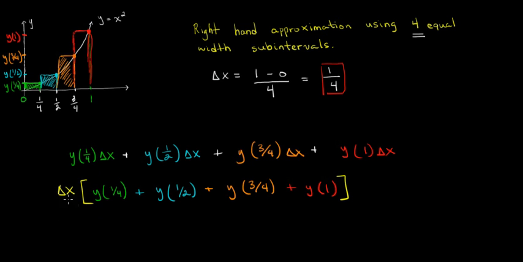So again, my delta x, I'm going to start plugging in everything that I have here. My delta x is 1/4. Y of 1/4, well, remember we're plugging in to our function here, x squared, so it'll be 1 over 16 plus, if I plug in 1/2, I will get 1/2 squared is 1/4. If I plug in 3/4, I should get 9 over 16 plus, and if I plug in 1, well, that's nice, 1 squared is just 1.